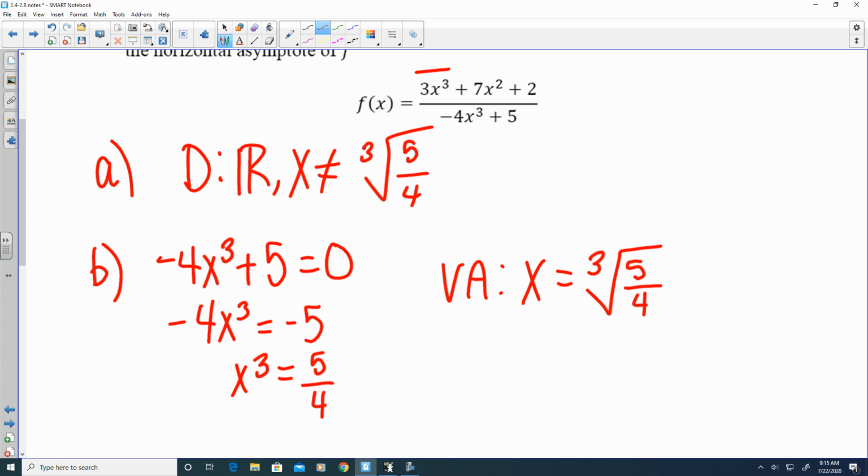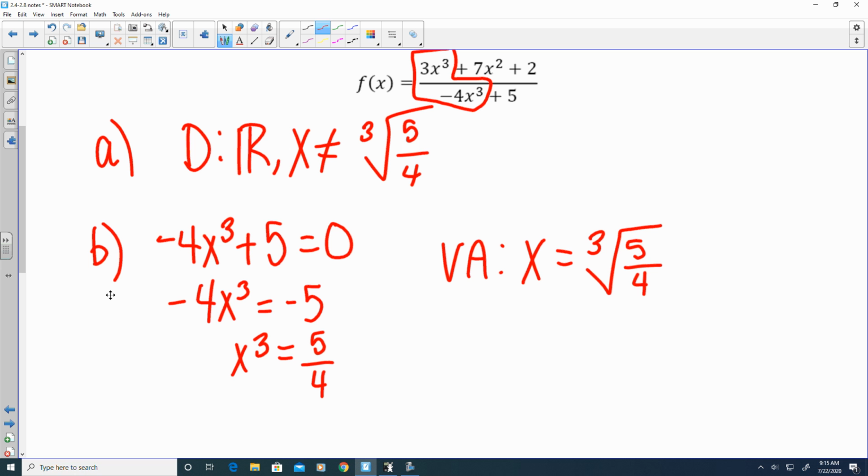And the last step for the horizontal asymptote, where I'm comparing the power of the top to the power of the bottom, the degrees are the same. So for finding the horizontal asymptote, we divide the coefficients. So my horizontal asymptote is y equals -3/4.